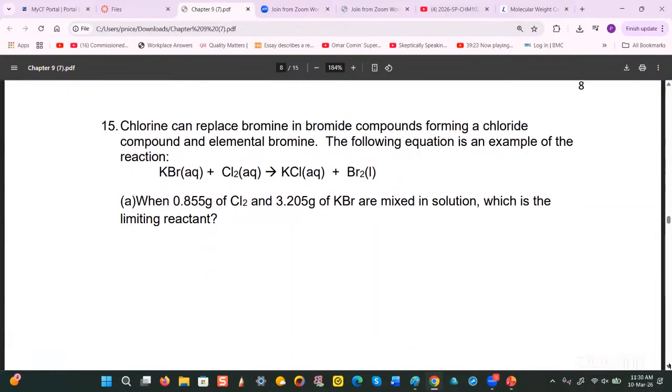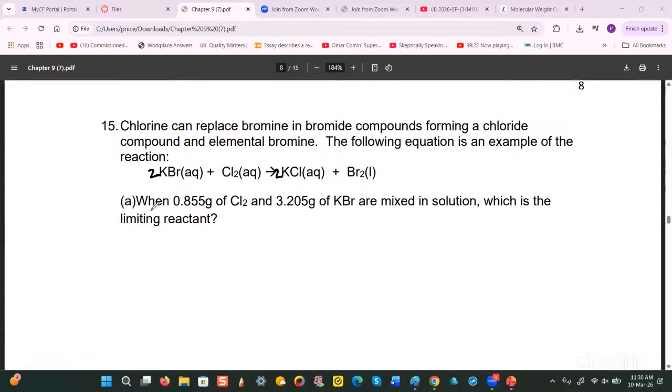Now in 15, they gave you the equation, and the equation is not balanced. So let's do that first. How will you balance this equation? 2, 1, 2, 1. I would agree. 2, 1, 2, 1. Okay, good.